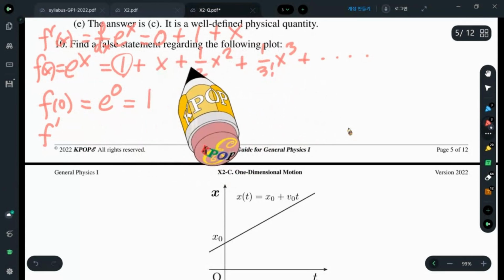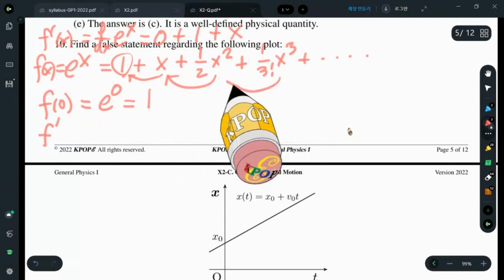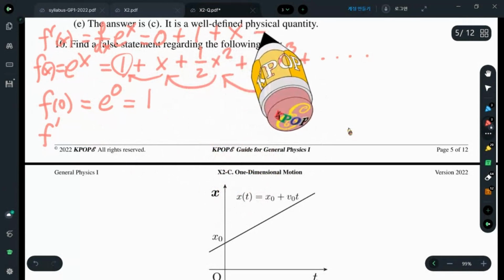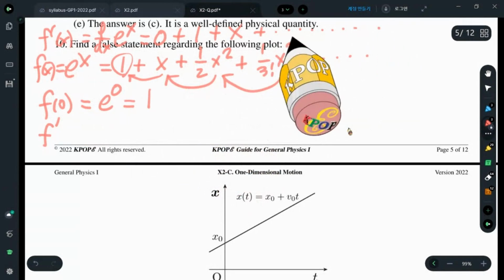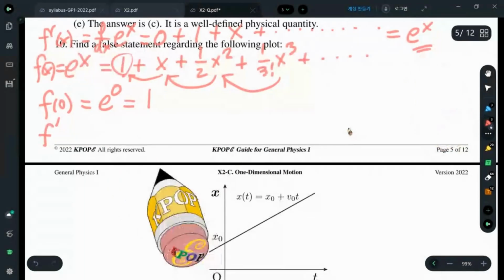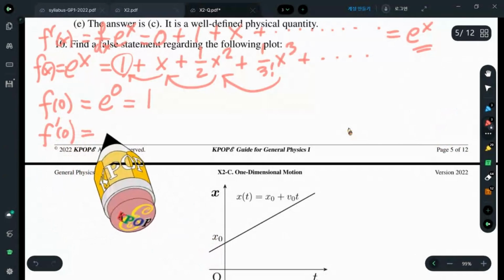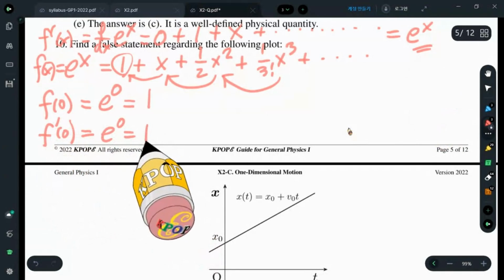So this becomes this, and this becomes this, something like that. So if you find the answer, the derivative is itself. So that means the first order derivative at 0 is still 1.